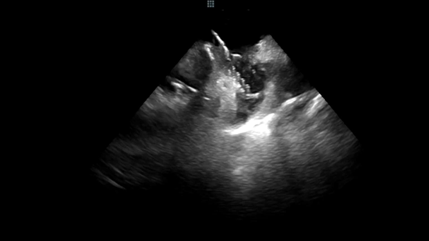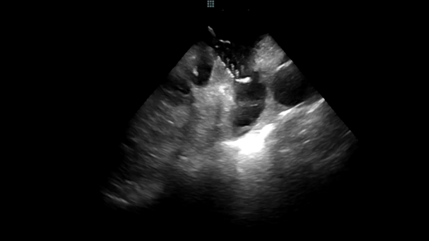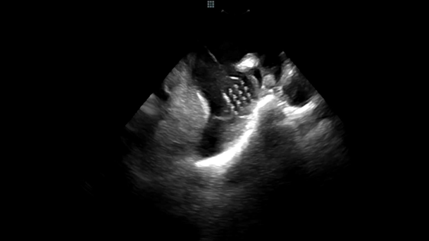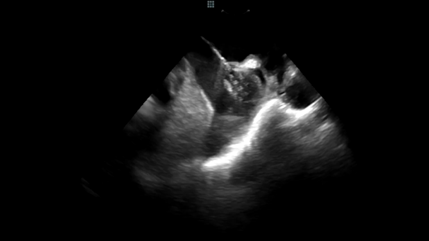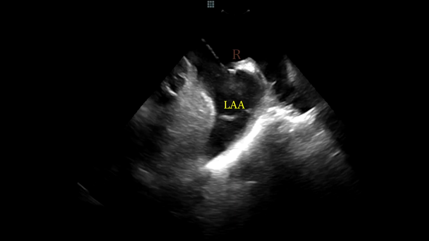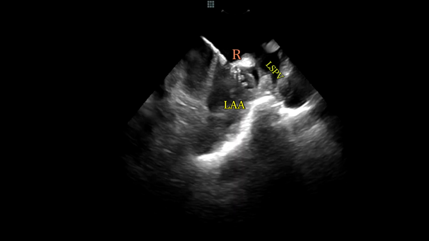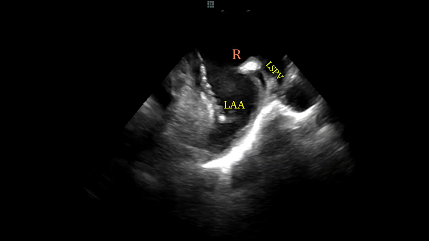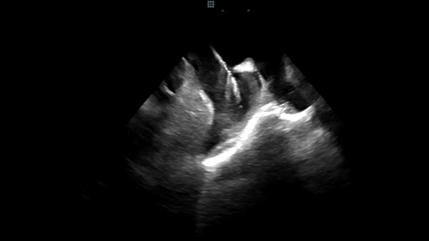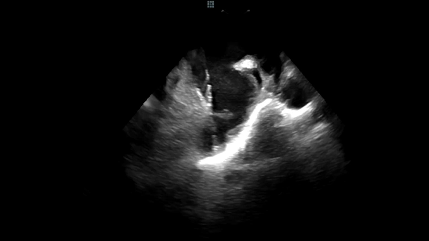Here I want to show you another example of a left atrial appendage, which was a very large one. This is the one, and you can appreciate that the grid is floating inside that very large left atrial appendage. You can also appreciate the ridge and the left superior pulmonary vein.